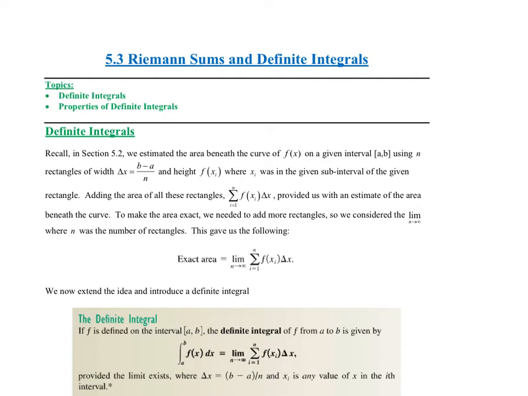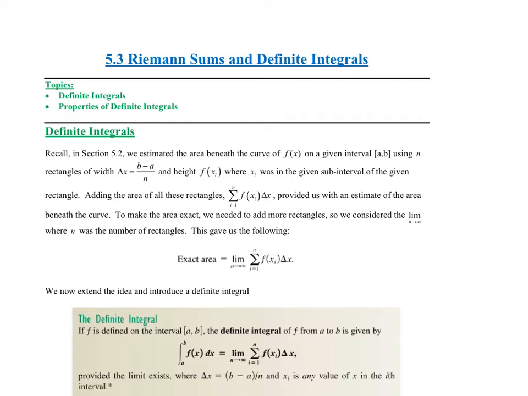Section 5.3 is Riemann sums and definite integrals. What we're going to do now is connect the idea of the area, which we found in section 5.2, with the idea of an antiderivative, which we saw in section 5.1. How are those two things connected?